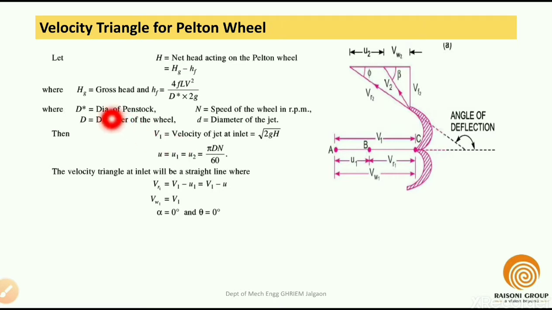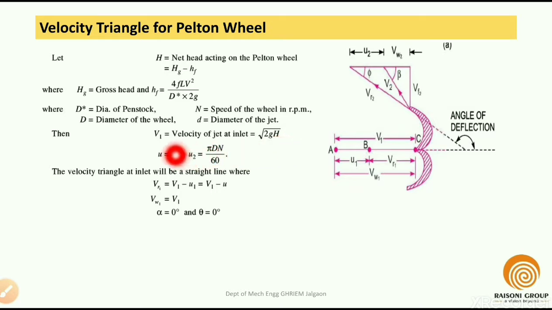Here D star is the diameter of the penstock, N is the speed of the wheel in RPM, capital D is the diameter of the wheel, and small d is the diameter of the jet. These are the usual notations which we will use here. We note that the velocity of the jet can be calculated by using the equation root of 2gh, where h is the head over a particular point.